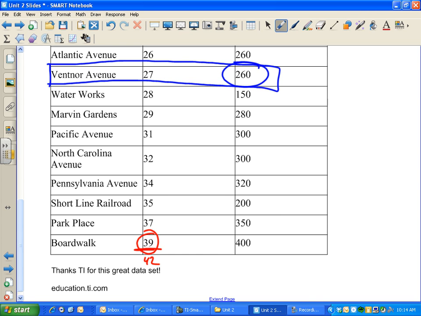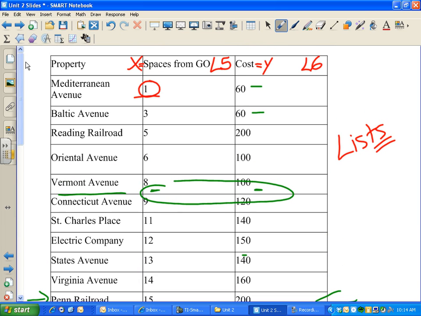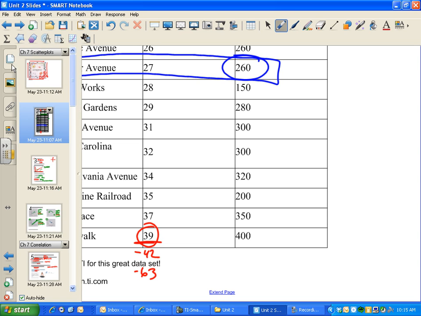However, anytime we go below 1, so if I was making a prediction about 0 spaces from Go, or, gosh, negative 12 spaces from Go, that's extrapolation. It doesn't make sense. And certainly if I go past 39, so I wrote down 42, or the one we just did was 63, that's extrapolation. It's dangerous because we do not know if our pattern continues.